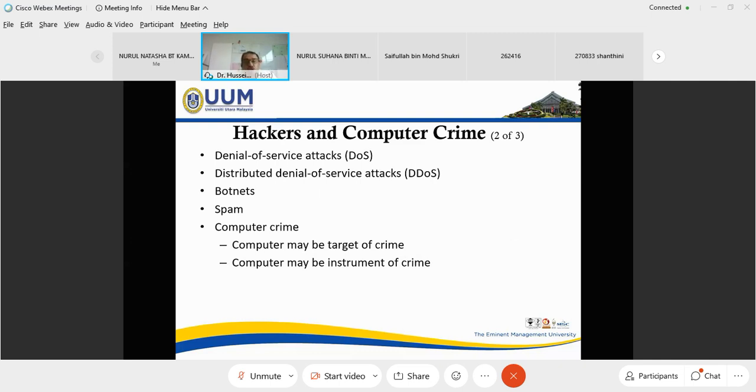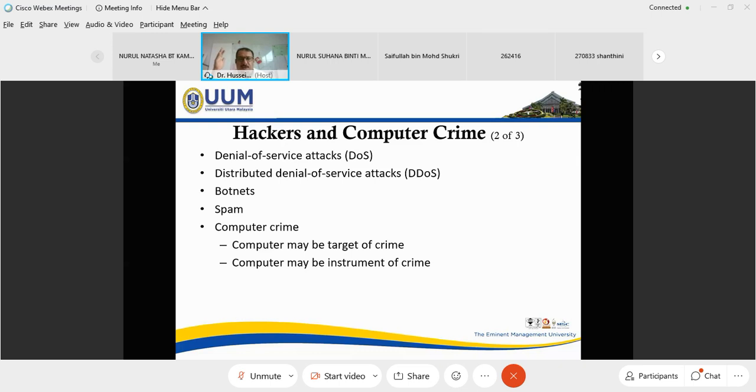Other than that, DoS and DDoS. What is DoS? DoS is when you send thousands of requests from one computer to the server. You make that server jam, but you are using one computer. But DDoS uses more than one computer to send thousands of requests to the server, meaning two computers or more. That's why we call it DDoS. Botnets, spam, computer crimes. A lot of things come together, different types. So we have to be aware of that.